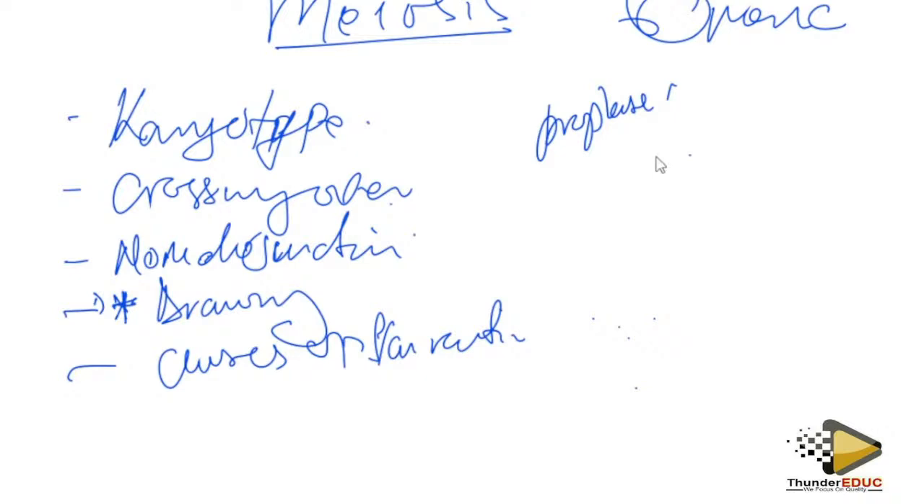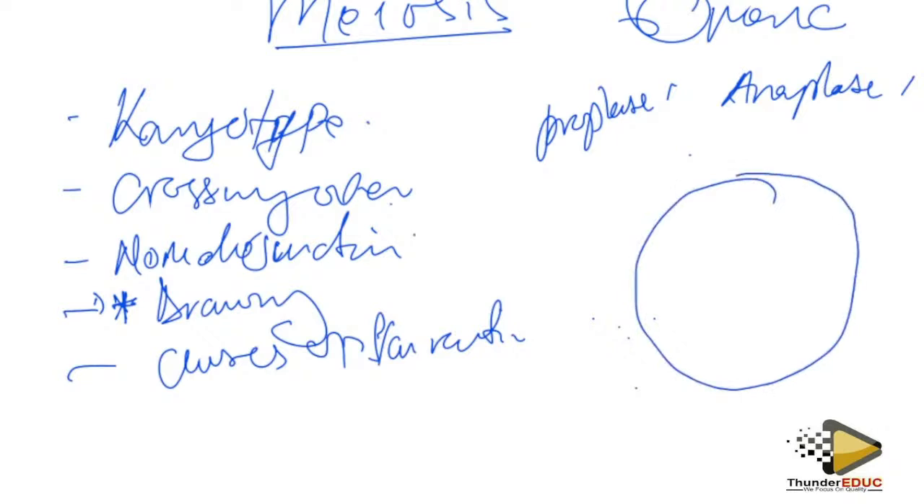We are saying that non-disjunction occurs during anaphase. It can be anaphase 1 or anaphase 2. So, what is this non-disjunction? I'm going to show you how. Someone is asking me to repeat bivalent. Bivalent is when homologous chromosomes are under crossing over. That's what I said. All right, now come back here.